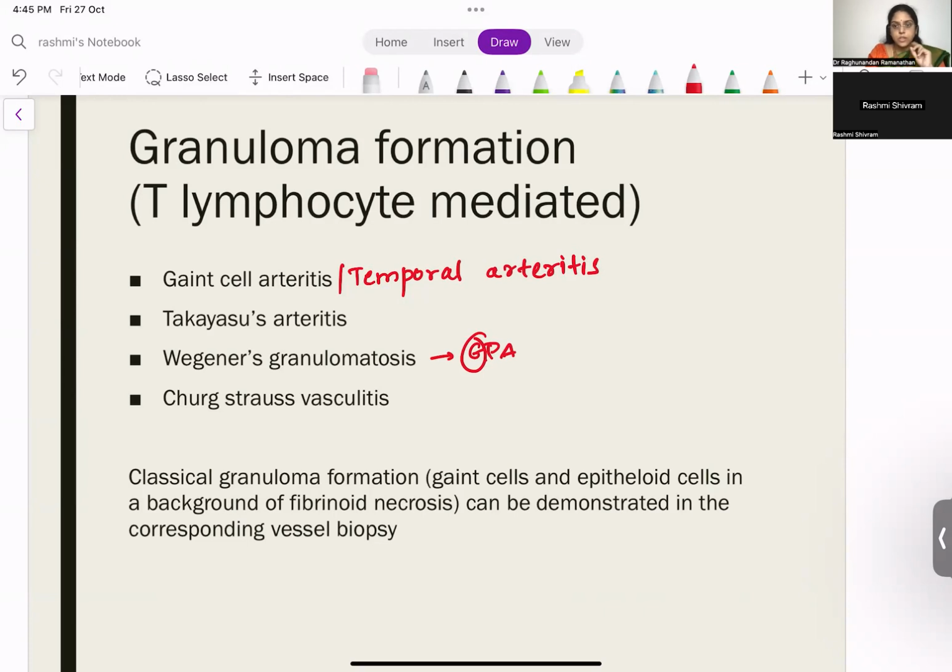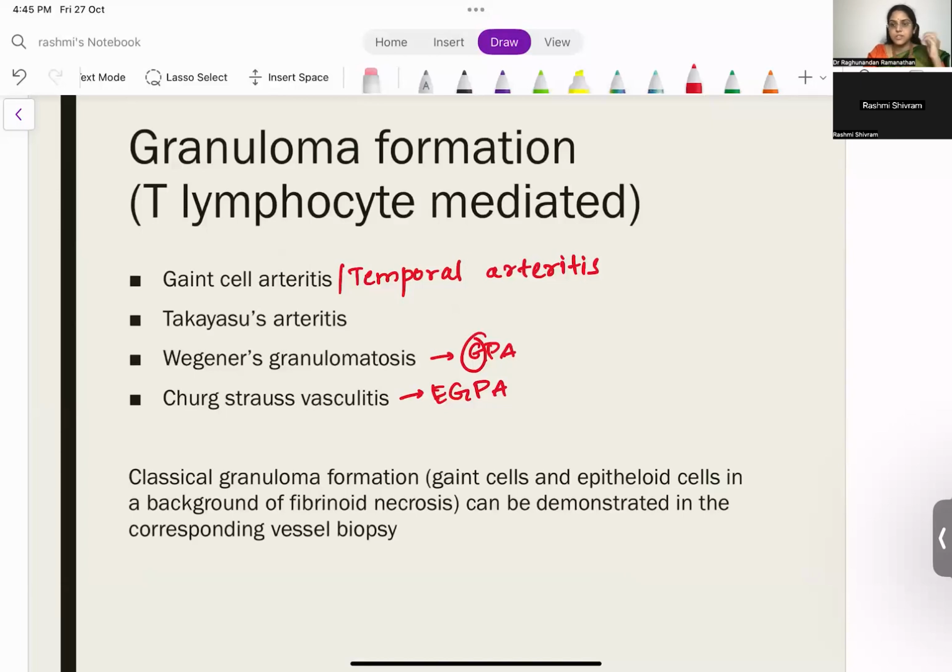Granuloma is there. So in this, you can see that there are two mechanisms which are working. One is ANCA mediated, and the other one is granuloma formation also, right? And Churg-Strauss vasculitis, EGPA, eosinophilic granulomatosis with polyangiitis, right? So what happens in this? There is a classical granuloma formation. Giant cells will be there. Epithelioid cells will be surrounding that, and there will be fibrinoid necrosis in the center.